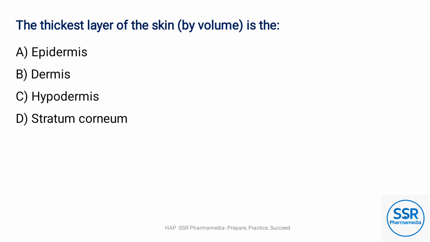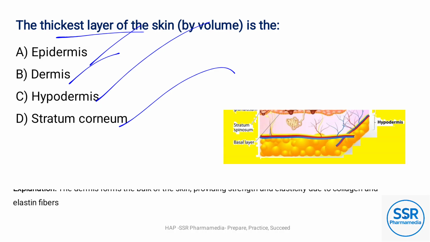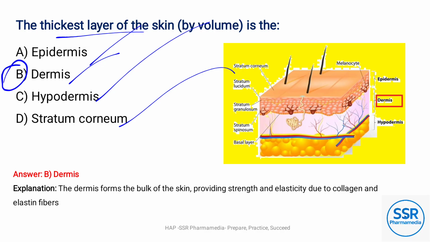The thickest layer of the skin is option A, epidermis, option B, dermis, option C, hypodermis, option D, stratum corneum. In this skin topic, the important MCQs are being discussed. The answer is option B, dermis. The dermis forms the bulk of the skin, providing strength and elasticity due to collagen and elastin fibers.